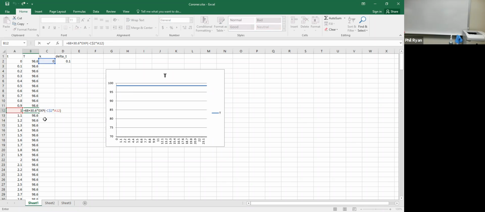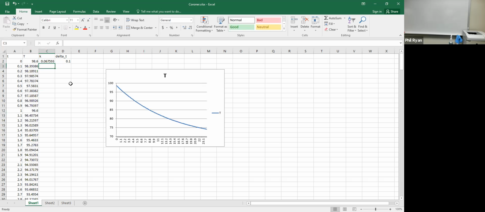What have I done? Okay, replace the zeros by equals ln, and then in brackets 30.6 divide by 28.6, close brackets. And there we go. And now we see what we expect to see, right? We expect to see exponential decay. We expect to see exponential decay down to 68 degrees.